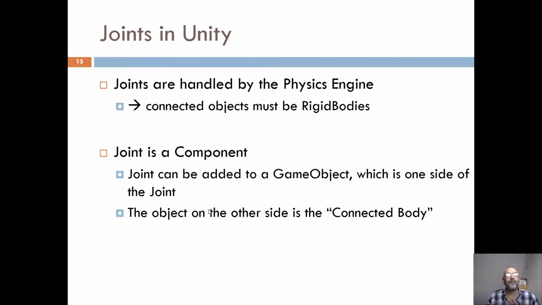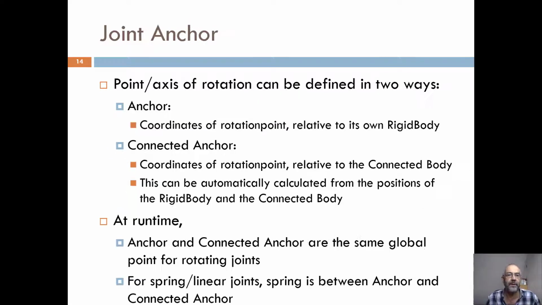So that's asymmetric. The joint is really a component of one of the 2, and the other object is a connected object. And then we have the anchor that defines the point around which the joint rotates. And as I will show in Unity, we also have the connected anchor. That's the same point, but seen from the point of view of the other object, the connected object. That's called the connected anchor. But basically, that's the same physical point, the same global point.